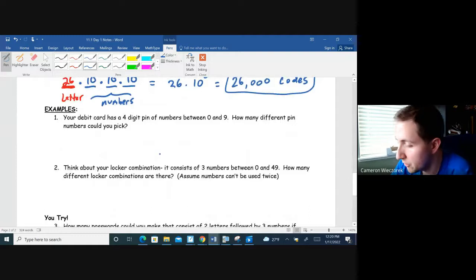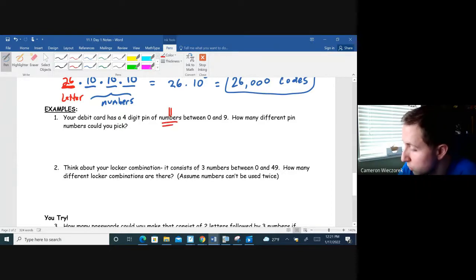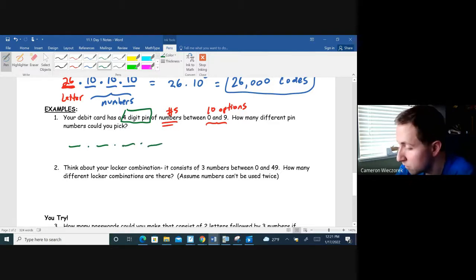Let's say your debit card has a 4-digit PIN number between 0 and 9. We want to know how many different PIN numbers you could pick from. Okay, so everything in this problem has to do with numbers, no letters. So 0 through 9 means we have 10 options to pick from. You always want to look at how many blanks you're trying to fill. It said 4-digit PIN number. So I have 1, 2, 3, 4 blanks that I'm trying to fill. Each of them needs to be a number from 0 through 9.